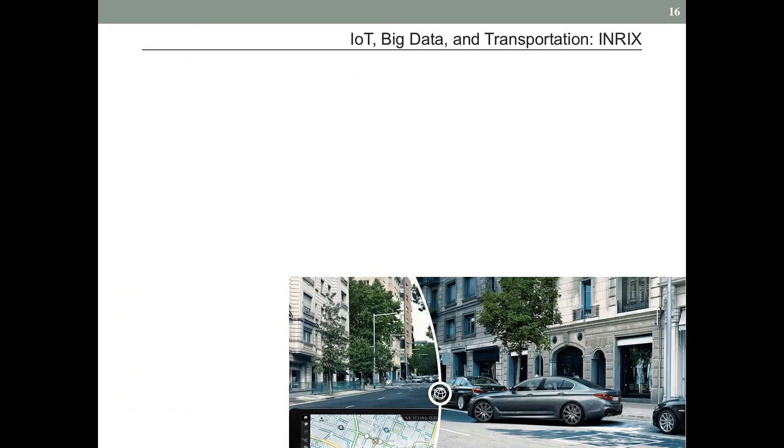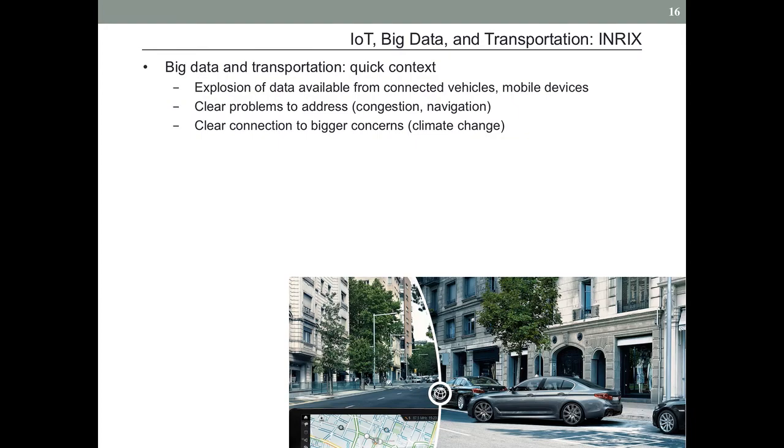And our final example will be from transportation. We're going to look at this page from INRIX. I may do one other transportation example in class. But I want you to see where IoT, big data, and transportation come together. INRIX is one of the world's big providers of connected vehicle data, and I'll say a little more about them in class. So I'll give a bit of context for big data and transportation.